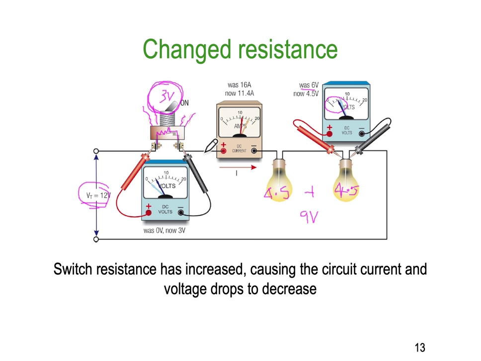So the overall resistance of my circuit has gone up. So R has gone up. Therefore, I, current, must come down. And that's what we can see here. Our current has dropped from what was 16 amps, it's now reading 11.4. A sure sign that we have a voltage drop in the circuit somewhere where there shouldn't be one.